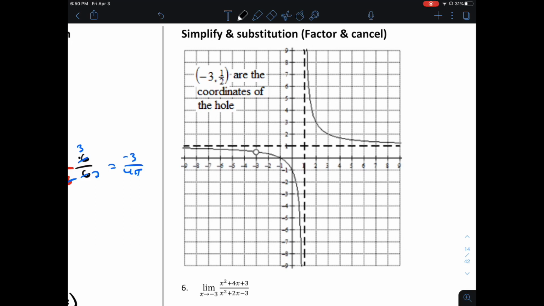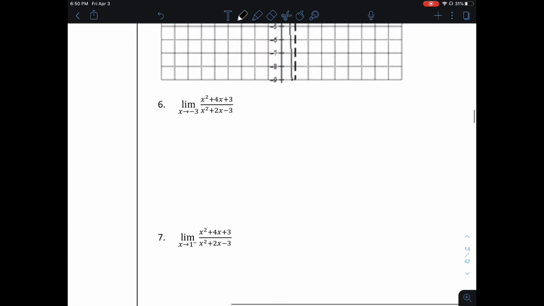This time we're supposed to simplify and substitute. So this graph is here for reference only, just to try to make sense of what's going on when we get these strange answers. So we'll come back to this graph here in a moment.